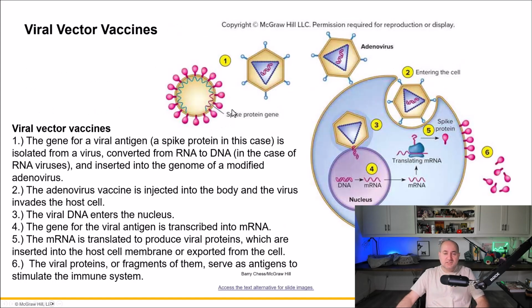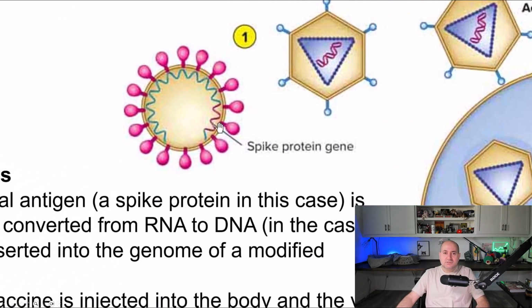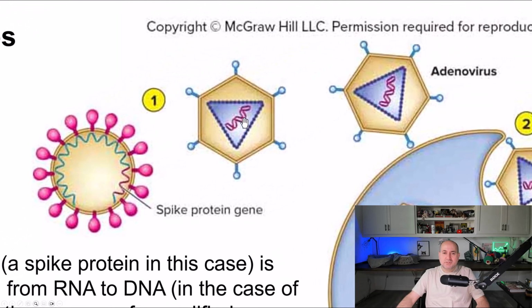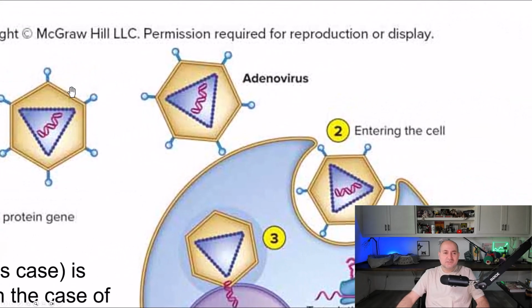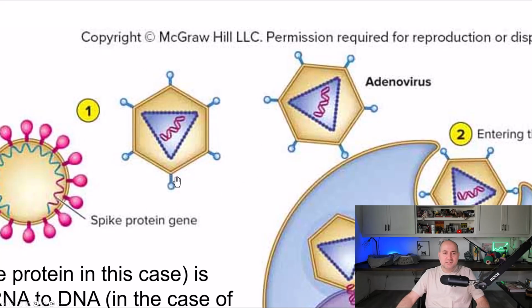So here you can see kind of how that Johnson & Johnson vaccine would work. You're taking the spike gene, that's the gene that codes for the spike protein of COVID. You're taking that spike gene out of COVID and you're placing it inside of a harmless virus. You then inject that virus, this virus is the vaccine. So when you take the vaccine, you're actually being given this virus.